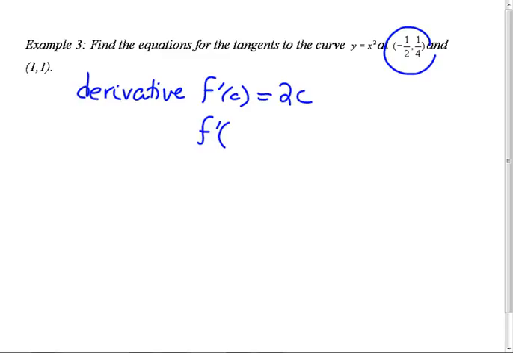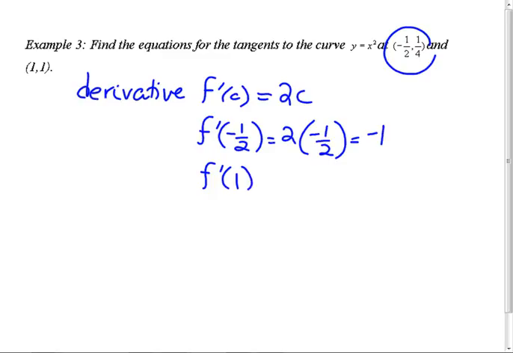What's x? Negative 1/2. So what's that? That's going to be 2 times negative 1/2, which is negative 1. What about f prime of this other one? 1. And you're going to have to do this on the test. This is as low level as it gets, in the equation of a tangent line. So this is going to be 2 times 1, which is 2. So those are your 2 slopes.